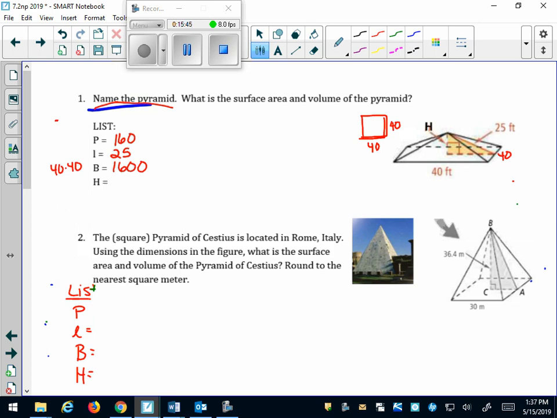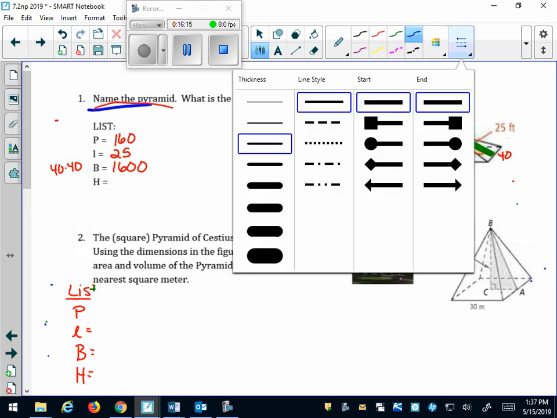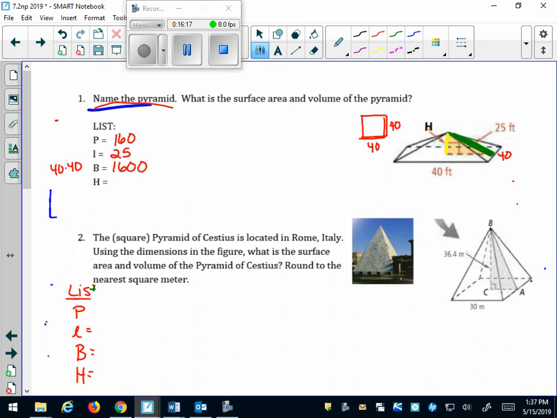Okay, so the height of this pyramid would be what? Do they label it for us? No, we don't know what it is. The slant height is given to us. Slant height is here, but the height is here, and they don't tell us what that is. So how are we going to find it? Pythagorean theorem, right. So create this triangle that's in the pyramid.